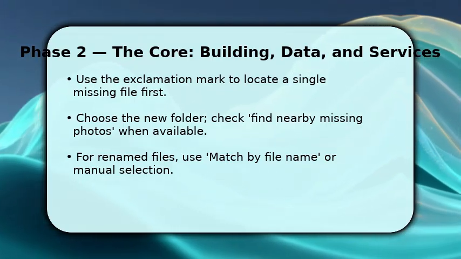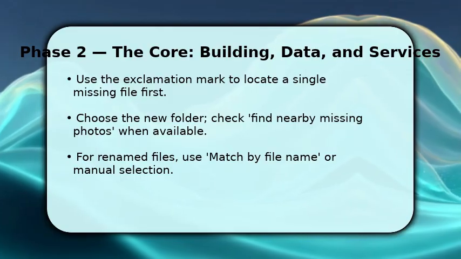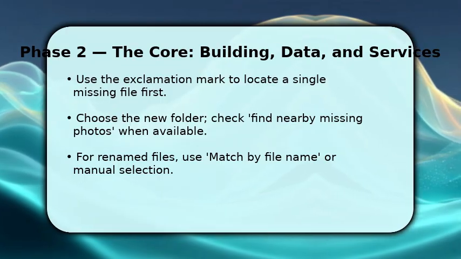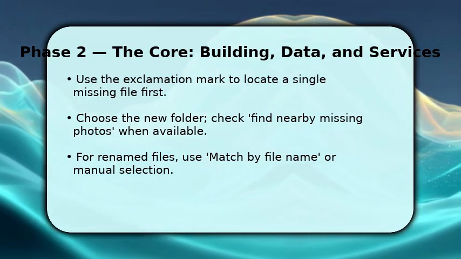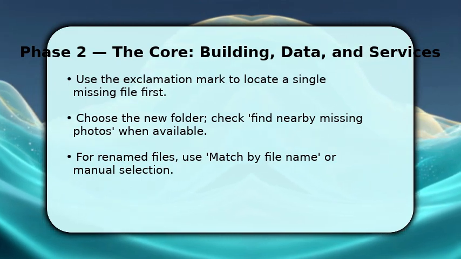Then check the option to find nearby missing photos if present. This tells Lightroom to scan that folder for other missing items and relink by file name. If files were renamed, use manual selection or match by file name. Patience here speeds up relinking across whole shoots.